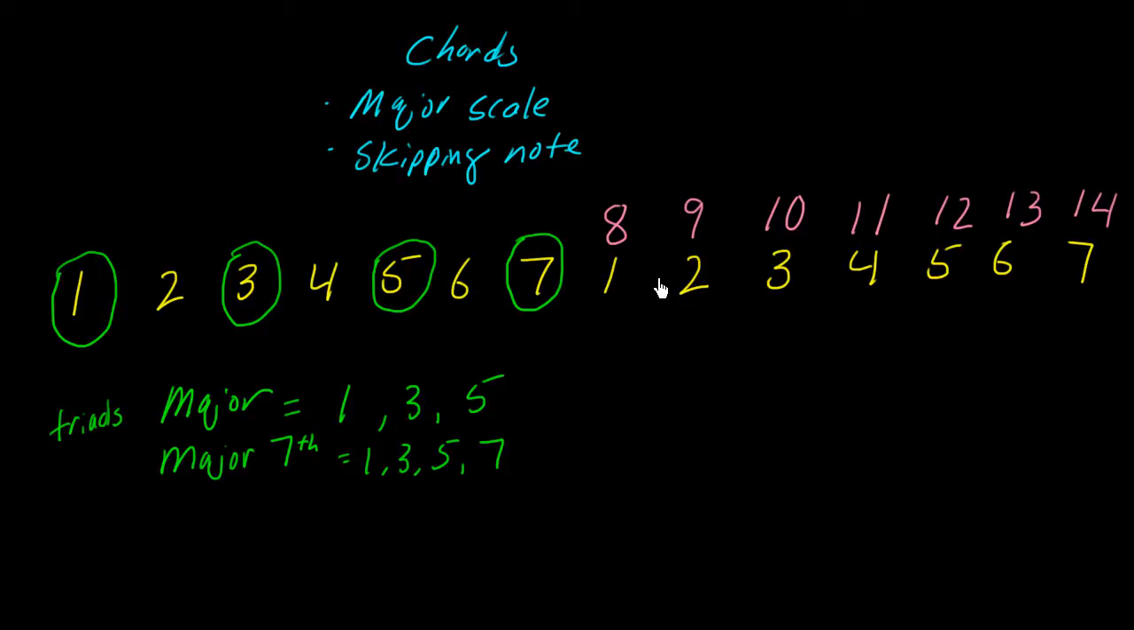But you can see 8 is basically the same as a 1 note. 10 is the same as 3. 13 is the same as 6, but this is just how it's done. So if I wanted to go to the next level of chords, it would be what's called the 9th chord. So if you play 1, 3, 5, 7, and 9, or 2, it's the same note, that would be a major 9th chord.